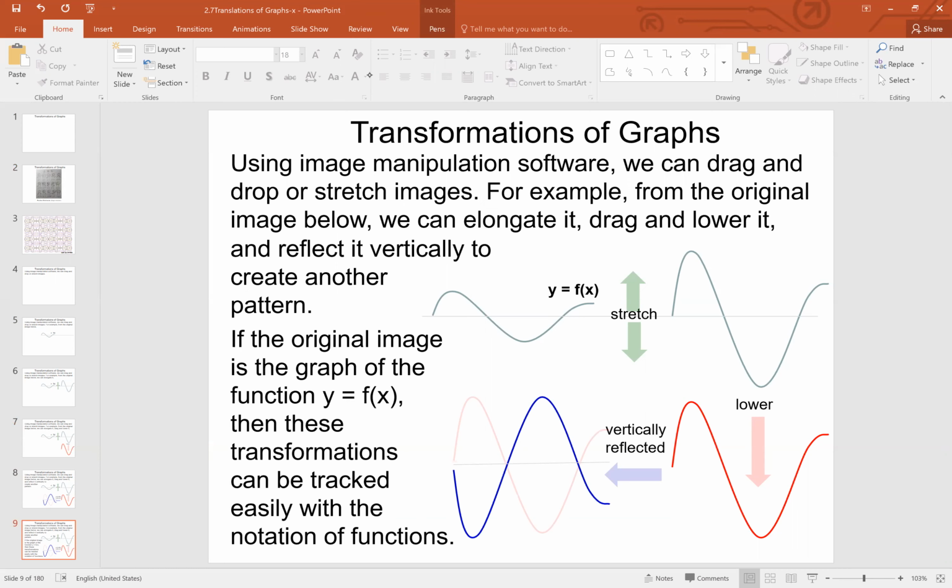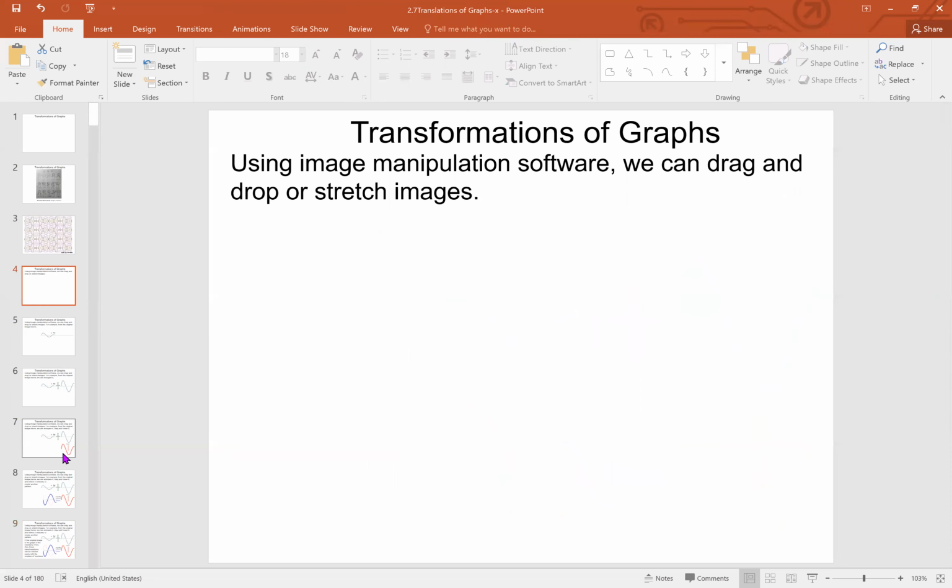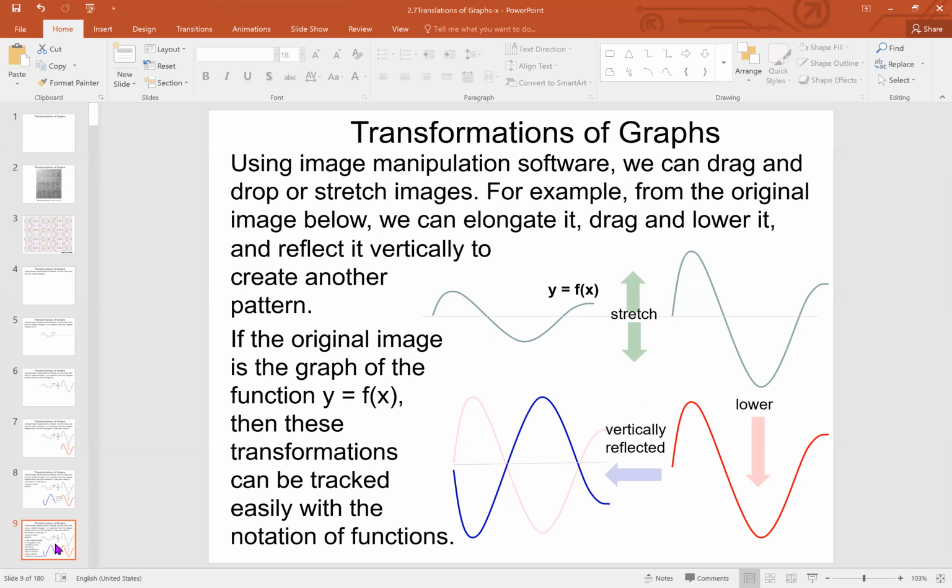And all these steps are related to, if I know the original formula y equals f of x, the original shape, all these transformations can be obtained by doing simple things to the original formula. So let's start off with the basic setting.